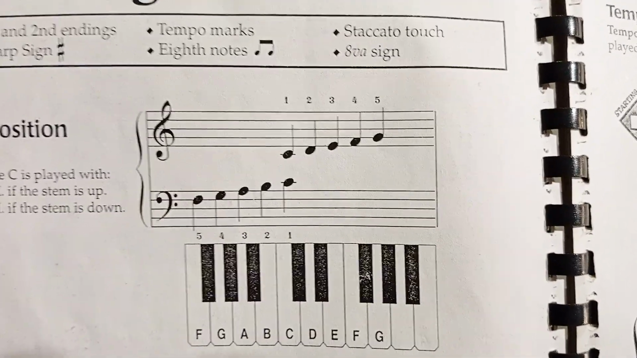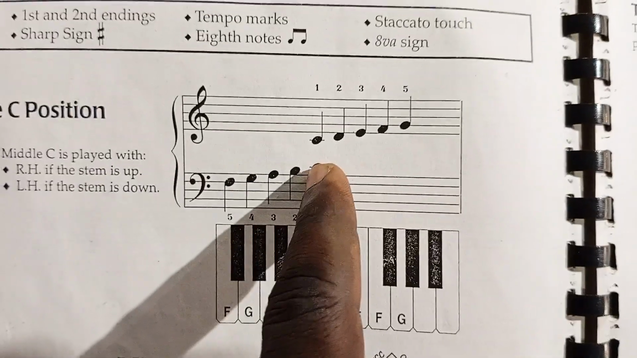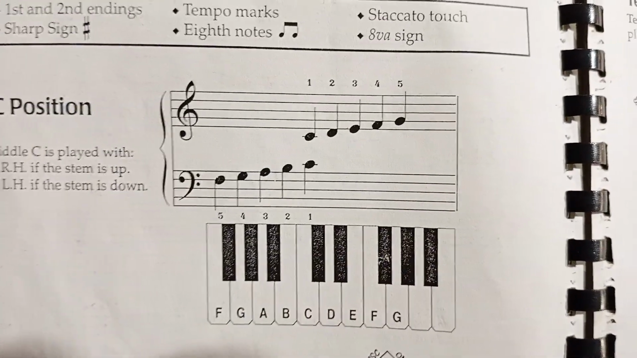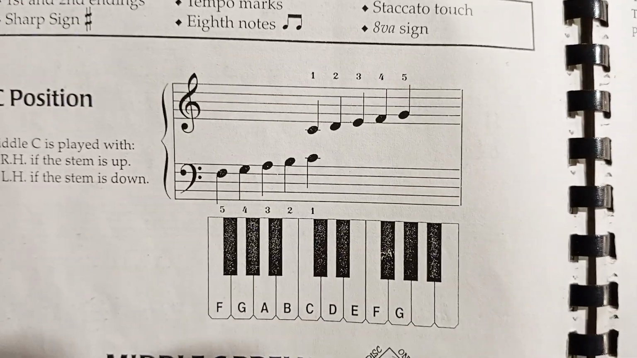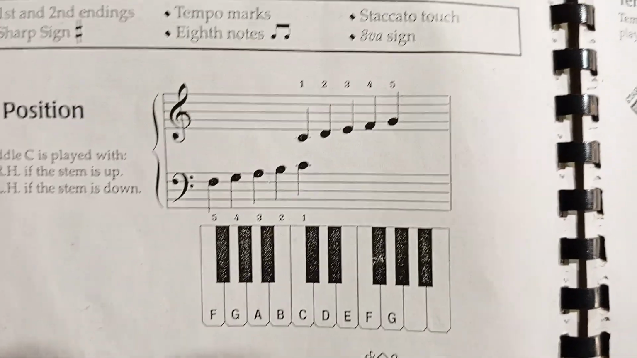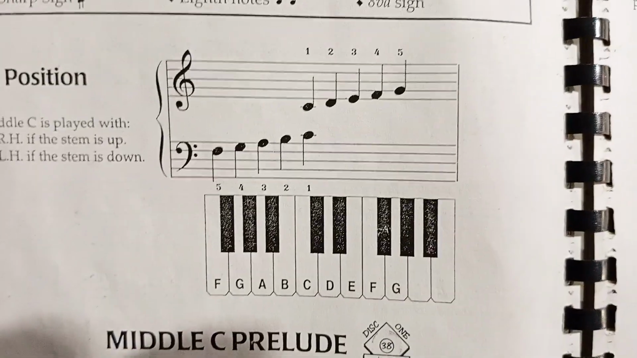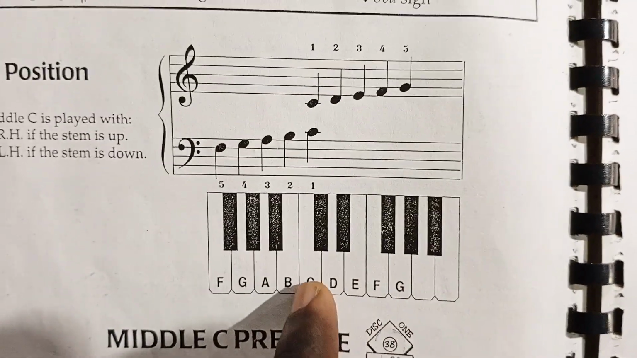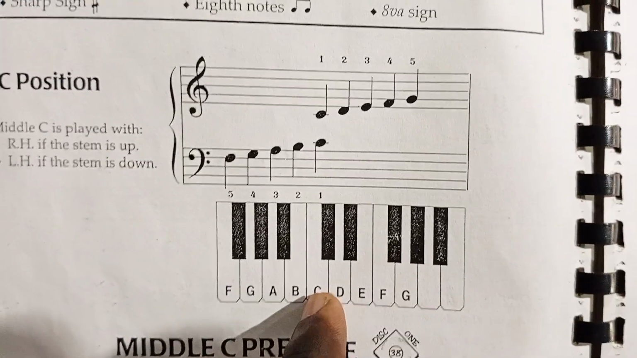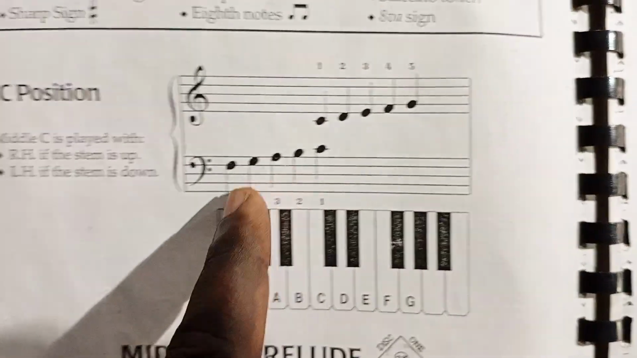Sometimes it gets confusing because this note is on middle C, this is also middle C, and then you ask yourself, how am I going to play this? Because remember, middle C note is just one note. For instance, this is our C note. It's just one note, as in C. So reading in the middle C position, let's see.